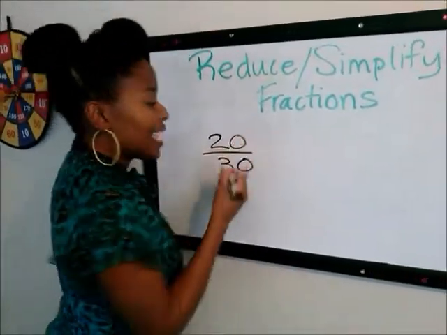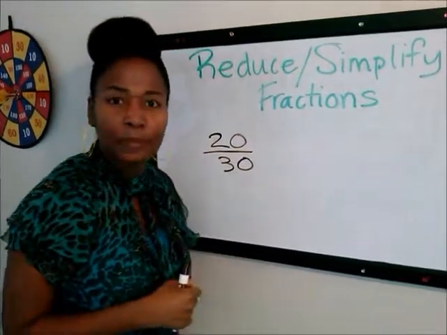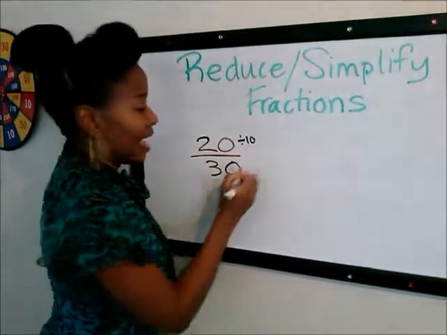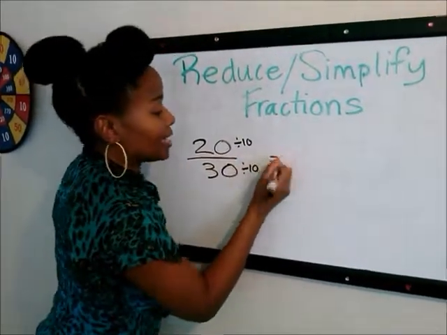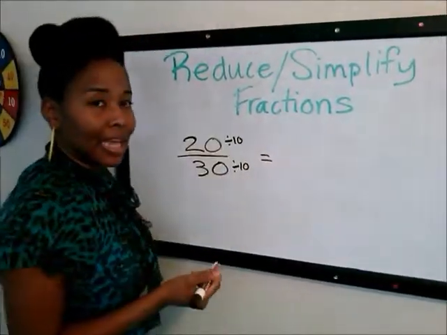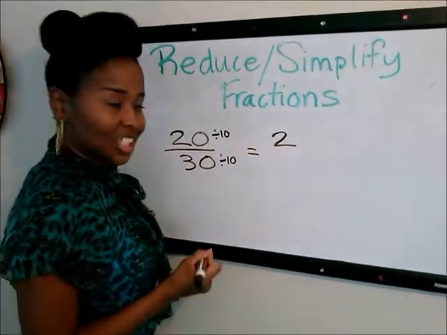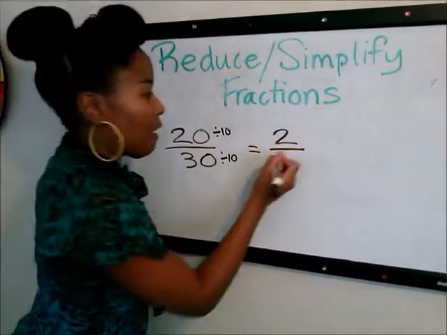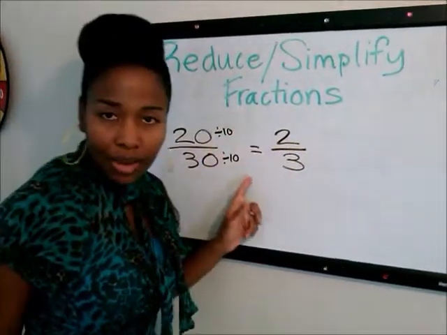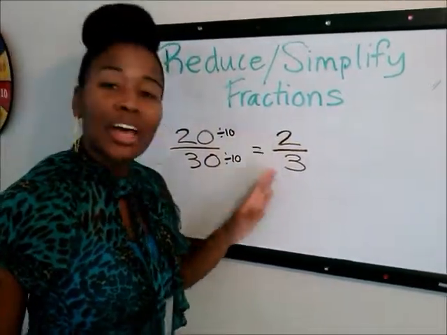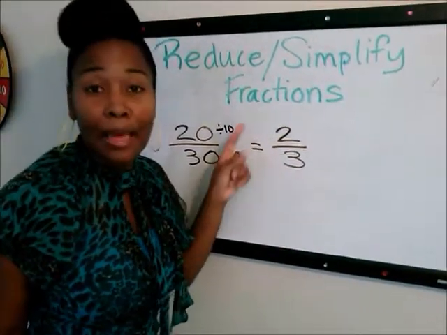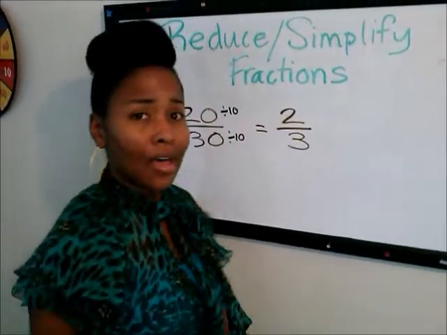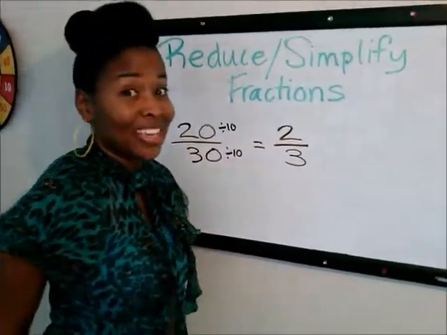Well, watch this. Isn't it true that 10 can go into both of those numbers? So I'm going to divide the top by 10 and the bottom by 10. What's 20 divided by 10? It's 2. And what's 30 divided by 10? It's 3. Can I go any lower than this? There's no other number besides 1 that both of these numbers can be divided by. How low can you go? That's the lowest that we can go with this one.